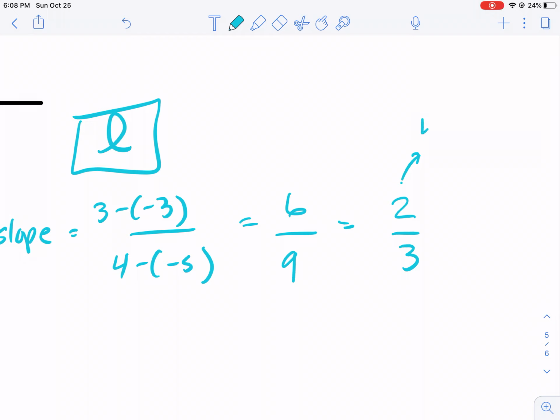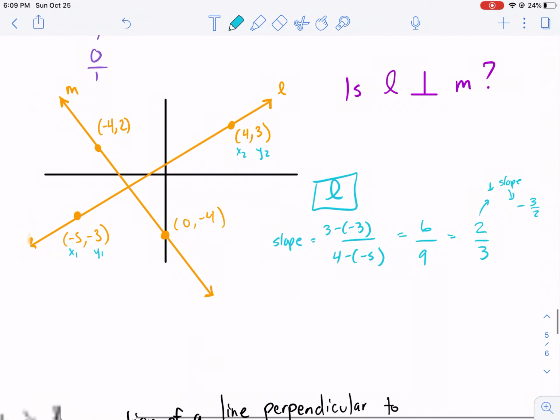Okay, let's go back. So if we wanted to look for a perpendicular slope, what would it be? Well, it would be negative, because this one's positive, 3 over 2. So negative 3 over 2 slope.